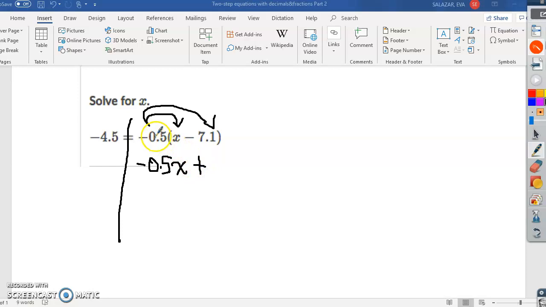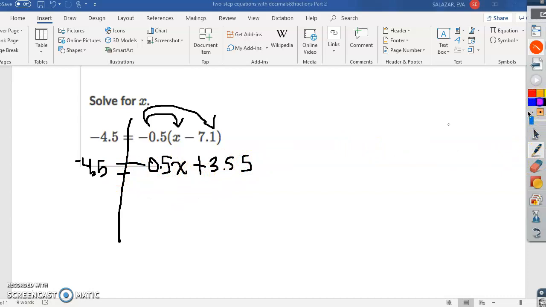So then you're going to go ahead and multiply negative 0.5 times a negative 7.1. You can treat that minus as a negative, same thing. You're going to end up with a positive anyways. And you're going to get 3.55. You can go ahead and actually take your calculator and multiply 0.5 times 7.1. And you'll see that your answer is 3.55. On the other side here, we only have negative 4.5. We can't do anything with this yet. So I'm just going to bring it down to keep my equation balanced here.